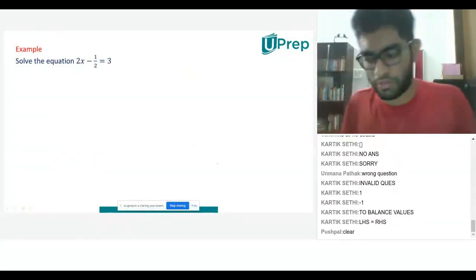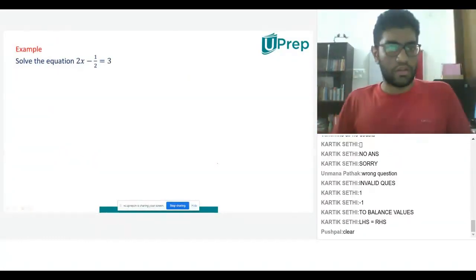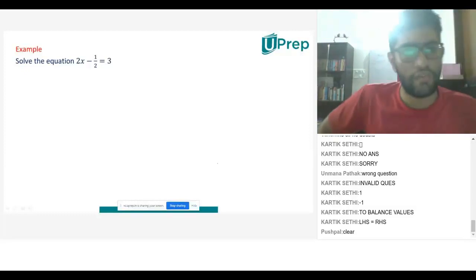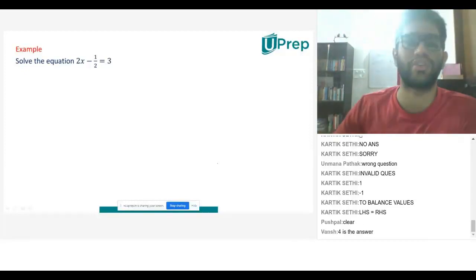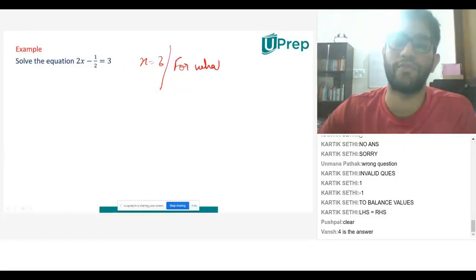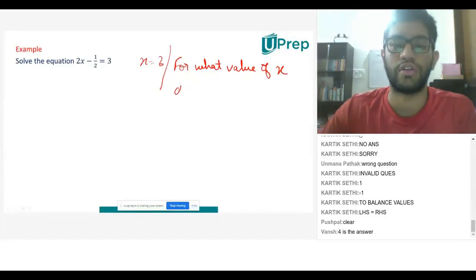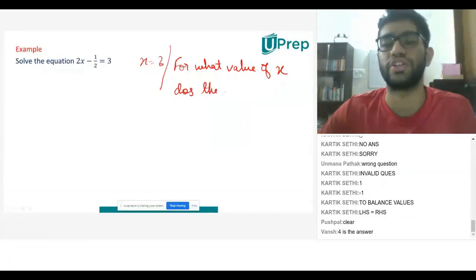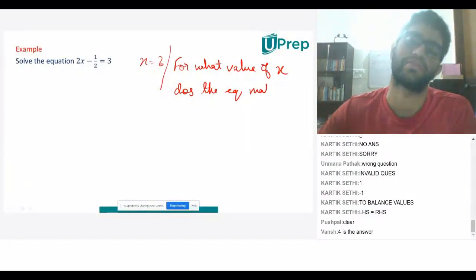Guys, see the question? Solve for x. He's asking what is x equal to, as simple as that. X equal to what? Or he'll say for what value of x does the equation make sense? He can frame it any way, doesn't matter.